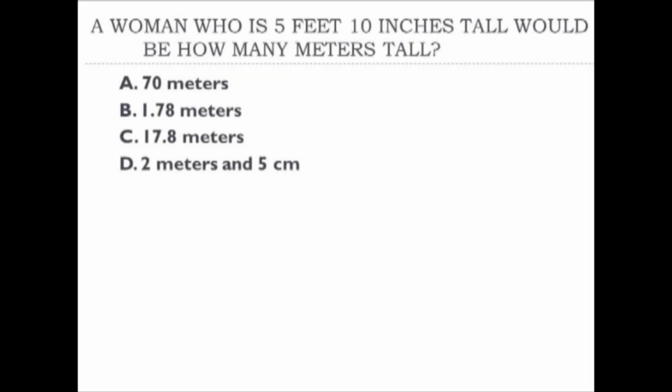Let's try another one. A woman who is 5 feet 10 inches tall would be how many meters tall? Again, always remember that 1 inch is equal to 2.54 centimeters, or 1 inch is equal to 0.0254 meters. So 5 feet 10 inches would be 70 inches. And since 1 inch is equal to 0.0254 meters, we would just multiply 70 times 0.0254, and we would get 1.78 meters. So the correct answer would be B.